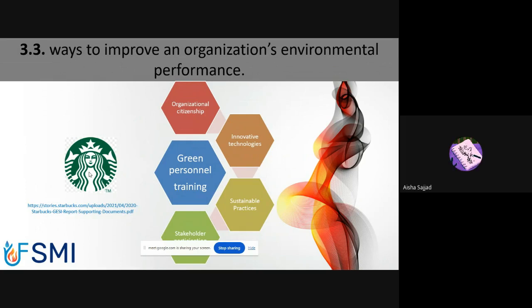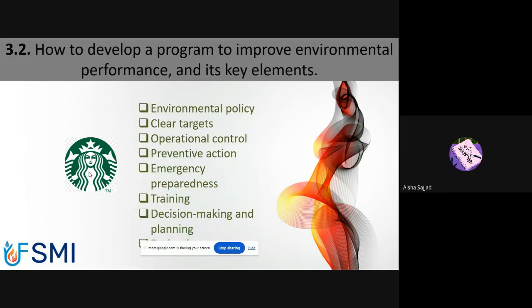Oh, thank you. Okay, so when we talk about point 3.2, we say that there are certain key elements, there are certain programs for environmental performance that we need to have. And how can we have that program?